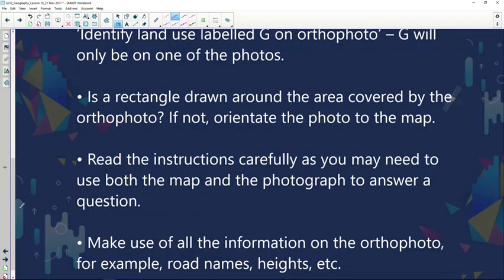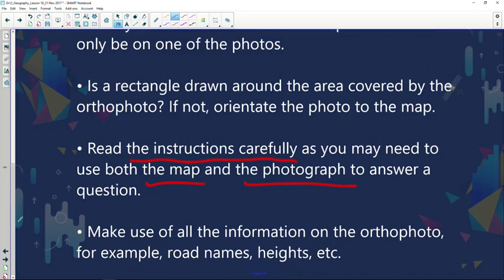Very importantly, when you get your question paper, read the instructions carefully, because not only are you going to use the topographical map, but you're going to use the orthophoto as well. Now, very importantly, an orthophoto is a very special type of photo because it gives us information. It shows us road names and heights. And when we talk about heights, there are contour lines on it, as well as trig stations, trig beacons, as well as spot heights and benchmarks.